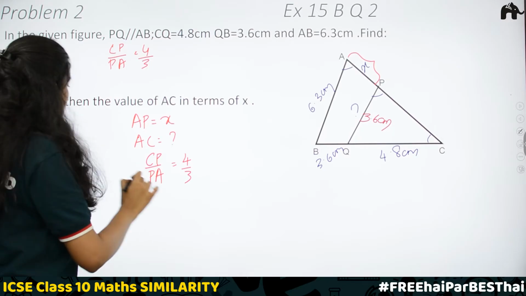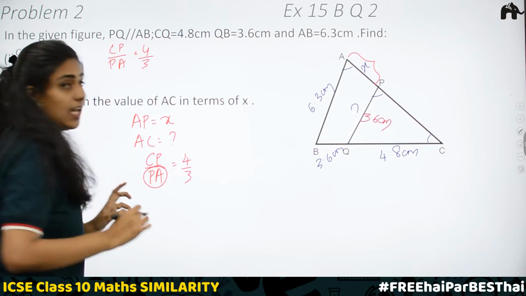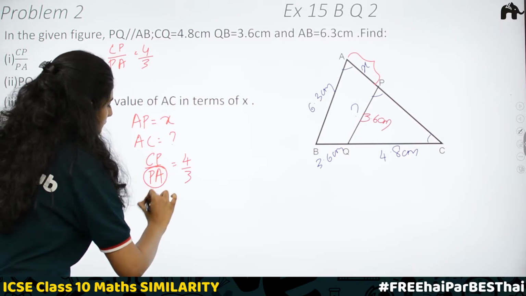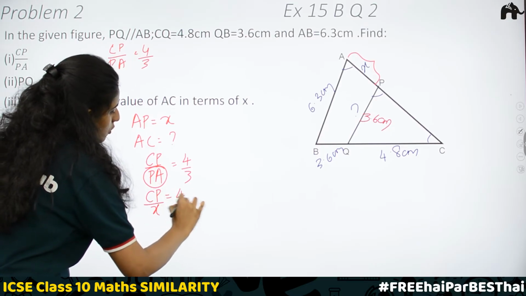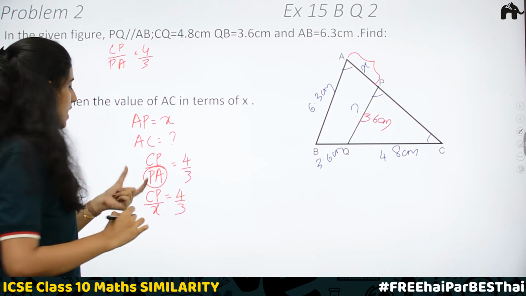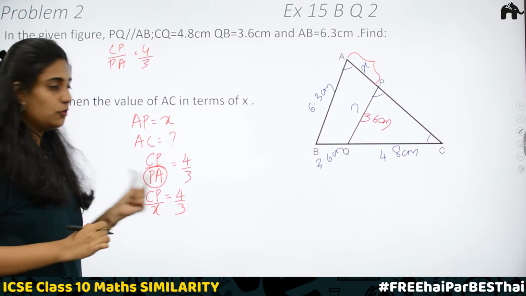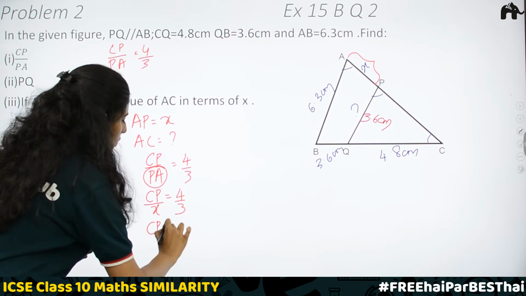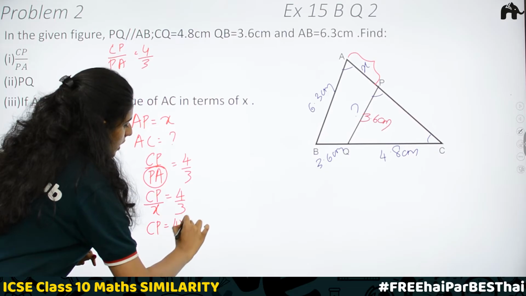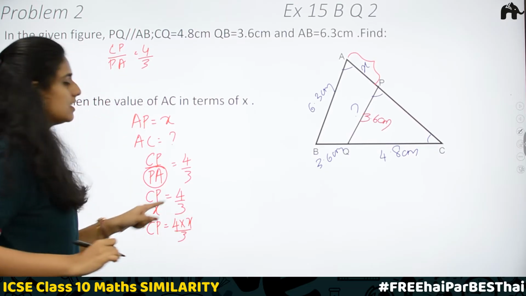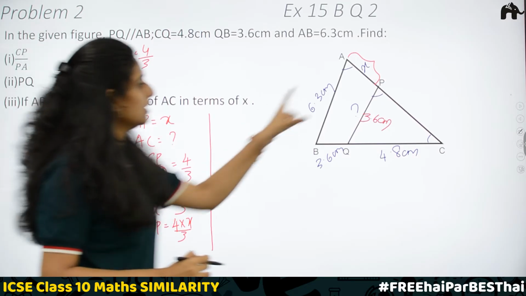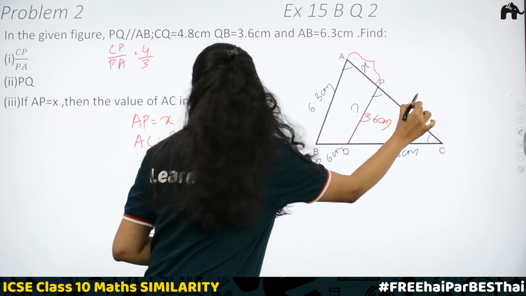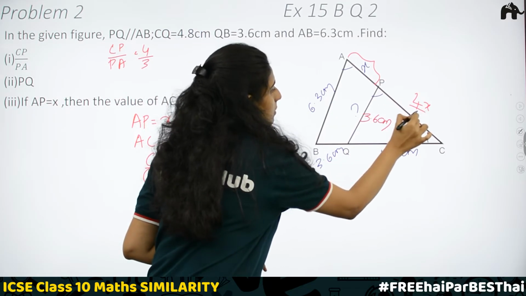Here we are taking AP, that is PA, as X. Substituting we get CP divided by X is equal to 4 by 3. If CP by X is equal to 4 by 3, we get CP is equal to 4 into X divided by 3, taking this X to the opposite side. So we got CP, this part, as 4X divided by 3.